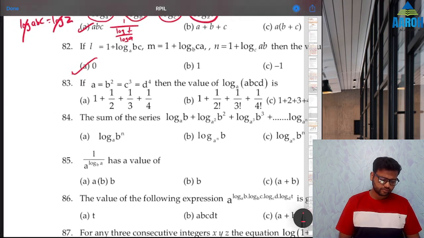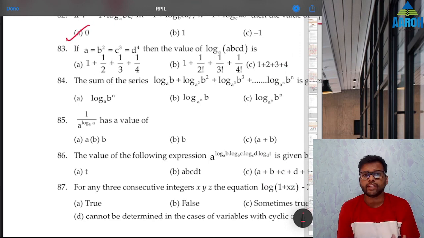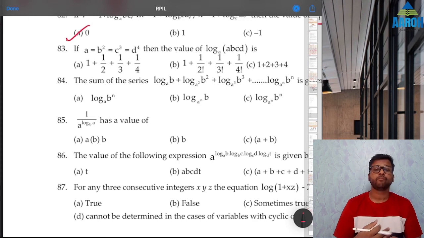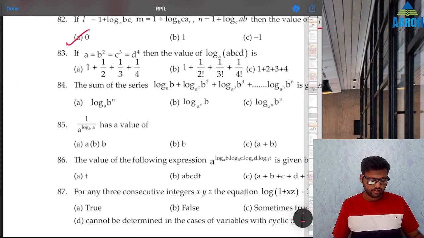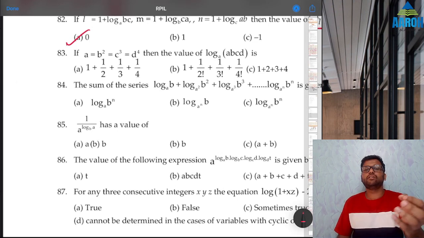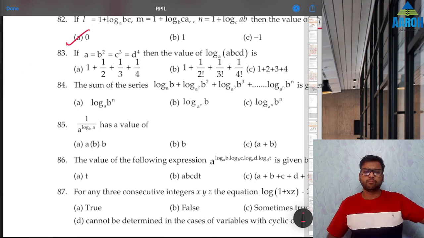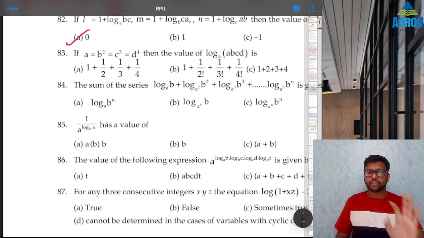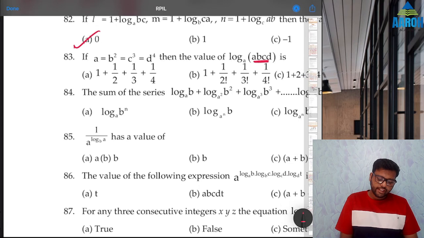83. If a is b square is equal to c cube is equal to d raised to 4, then what is the value of log abcd to base a? Again here, assuming numbers might be a good idea, but solving it directly will be easier. But you can put numbers also if you want, if you put them logically. Fine. But let's solve. We want log abcd to base a, right? So let's bring everything in terms of a.